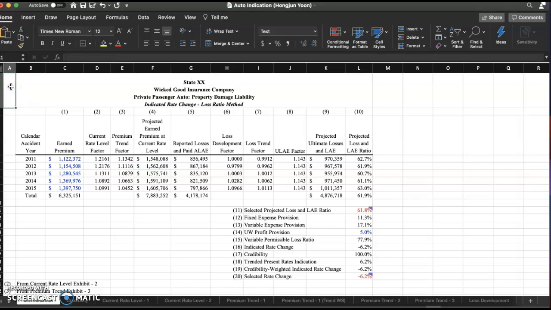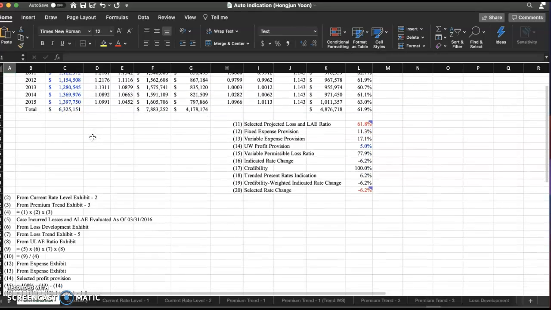First, let's look at the LR indication. LR indication summarizes the calculation of the overall indicated premium change using the loss ratio method on 5 accident years evaluated as of March 31st, 2016. We have earned premiums, current level factor, and premium trend factors from the next 10 spreadsheets. All the derivation of calculation methods is explicitly indicated at the bottom.